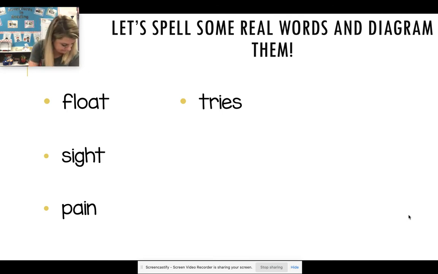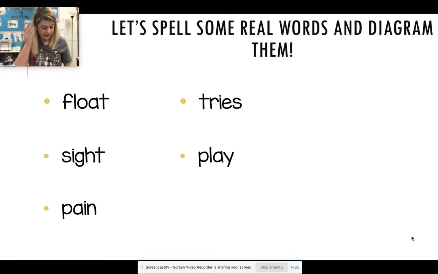All right. Word number 5, play. Play. Where do we hear it? Play. We hear it at the end. It is P-L-A-Y. Play. Very good.